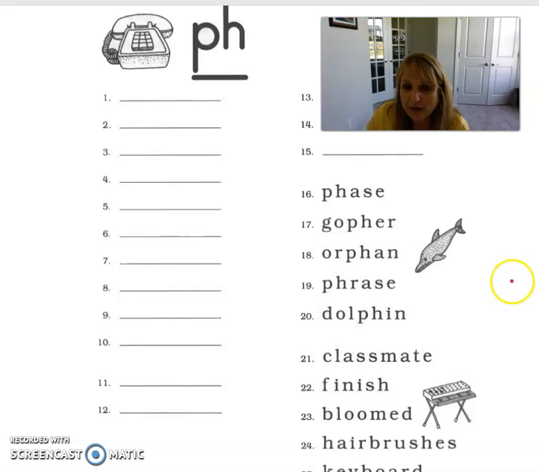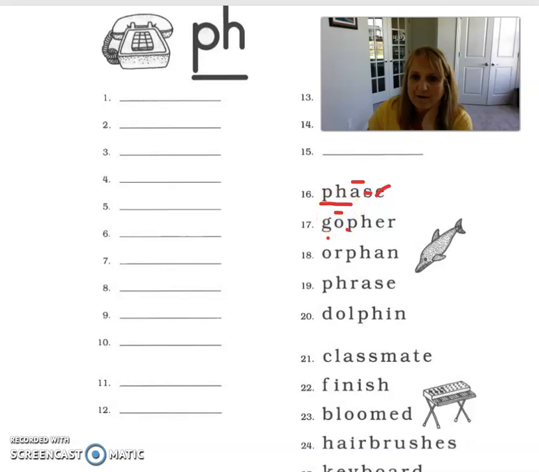Okay, are you ready to do it together? Let's check them. Phase. Did you hear that that S makes the Z sound? So we should actually have a line through it. And our E is silent. Phase.